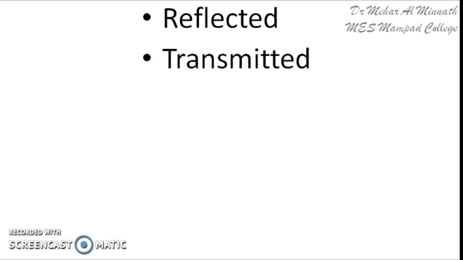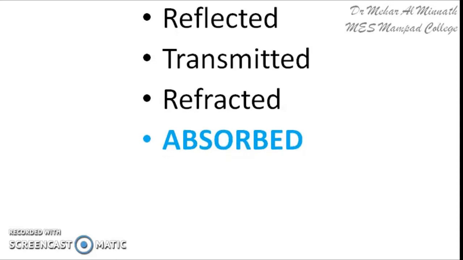Now, when the compound is exposed to light, the light may be reflected, transmitted, refracted or absorbed. In photochemistry, we are more concerned with this particular phenomenon, absorption. When the molecule is irradiated with light, what happens when the molecule absorbs light? What are the changes which happen when the molecule absorbs light?